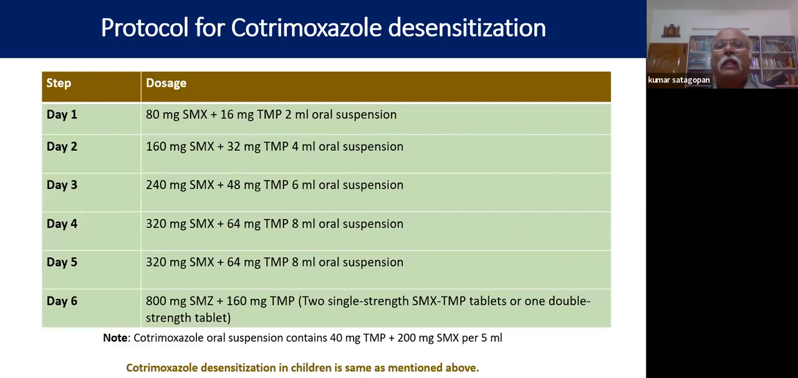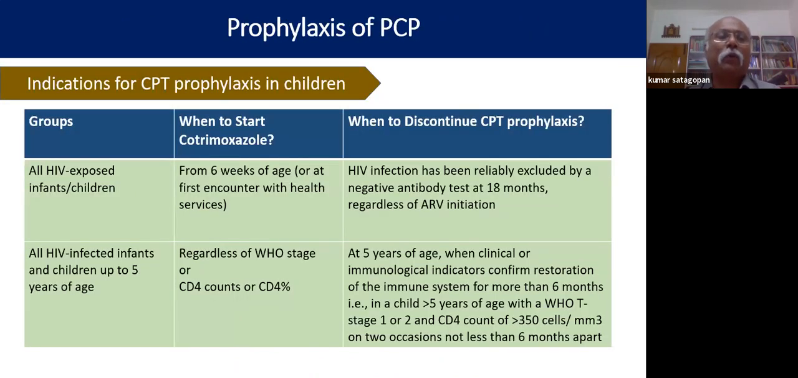So how to go about the desensitization? It is there in the tabular column. You can take it as a handout, but it is very risky. 2 ml, 4 ml, so very, very careful. It's better to do it in an advanced setting, where a multidisciplinary approach is there.